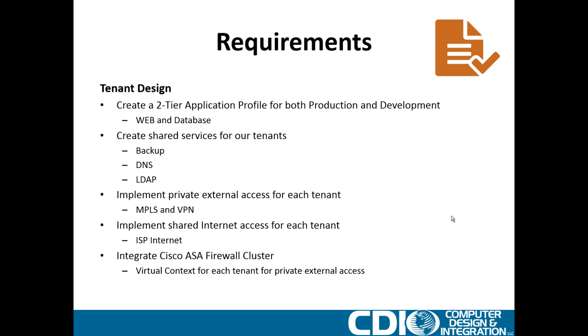We're also going to implement private external access for each tenant. So each tenant will be able to bring in their own MPLS circuit, their own MPLS customer edge router. They'll be able to bring in their own VPN gateway, whether it's a dedicated circuit or it's shared, it doesn't matter. Some type of external access, private external access that they're going to bring in and connect into the ACI fabric. We're also going to implement shared internet access for each tenant.